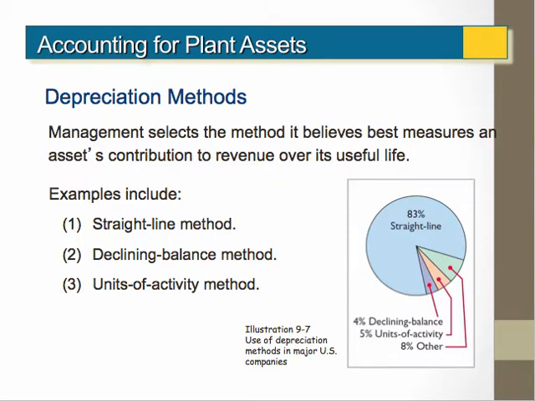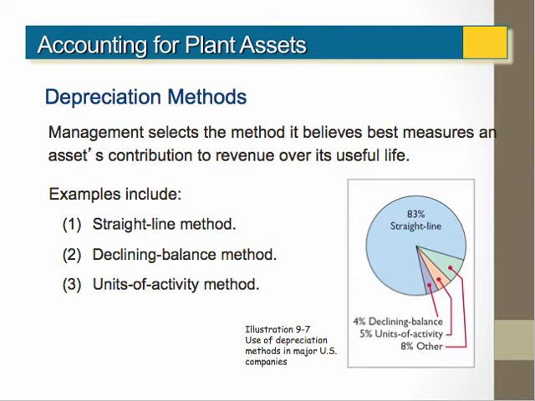Now we use in this class three different ways of computing depreciation. Normally, most companies will determine which is the best method to depreciate an asset, and they will consistently apply that method amongst their assets and calculate the adjusting journal entry at the end of every period to determine how much depreciation to take. These three methods, straight line, declining balance, and units of activity, are all used within various companies out in the real world.